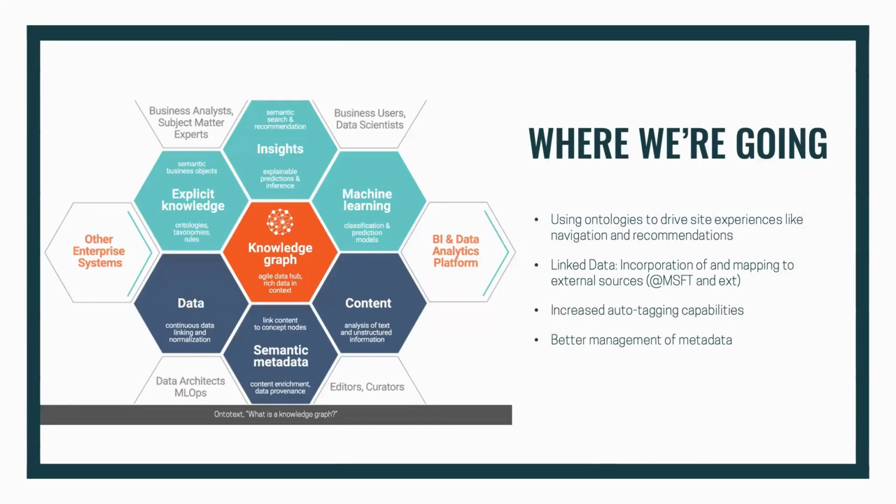And so where we're going with this, from the information architecture standpoint, is really using that applied ontology to drive the site experience. So making sure our navigation isn't hard coded. Someone is not manually having to update our navigation. We can actually use our taxonomies and ontologies to make it useful. And recommendations absolutely need to be able to use the knowledge graph to make the right recommendations for the right context. One thing that I'm really excited about is linked data, not only to external sources like Wikipedia, which I think is actually really important for us, but also internally at Microsoft too.